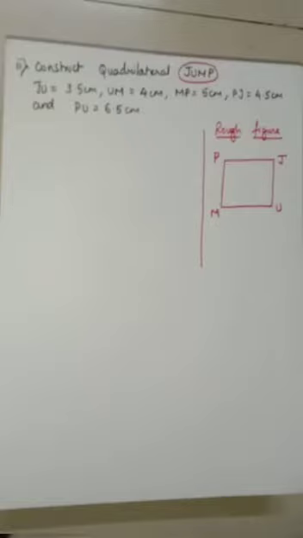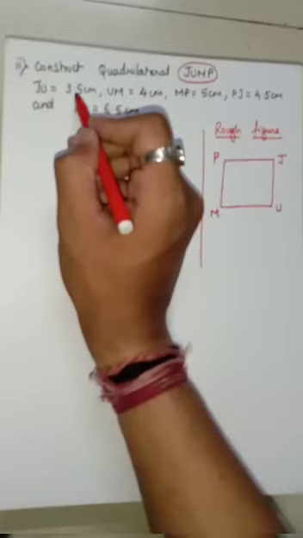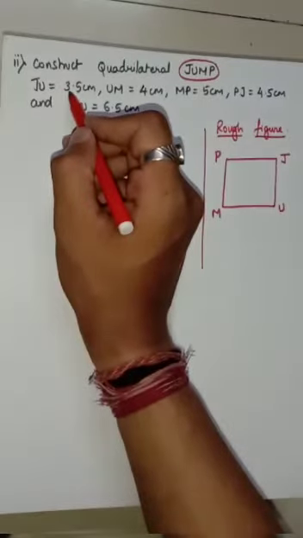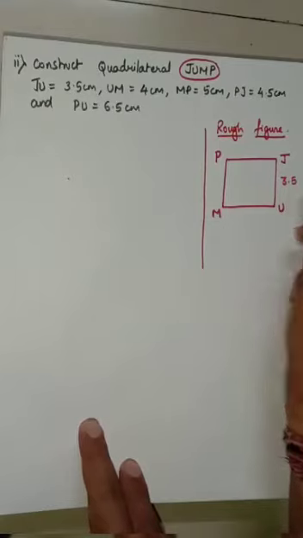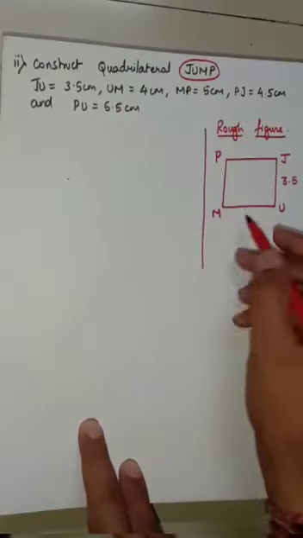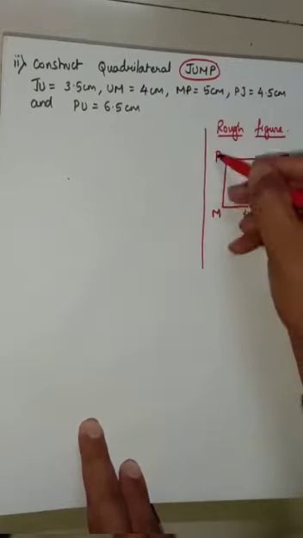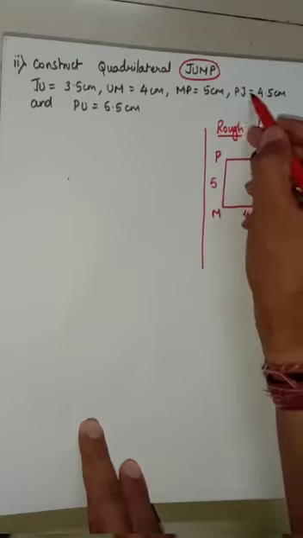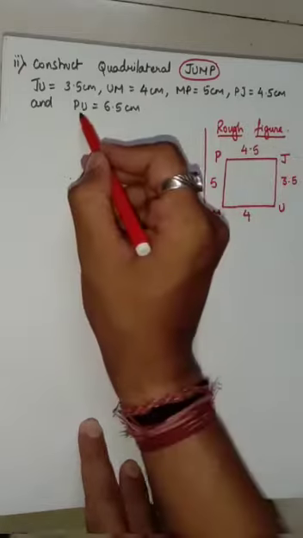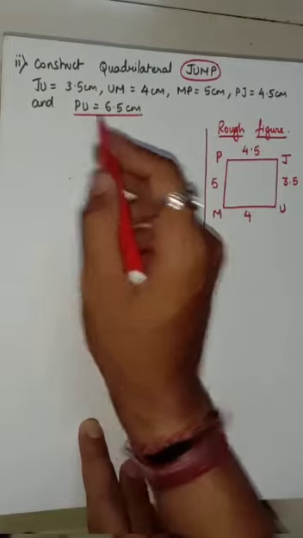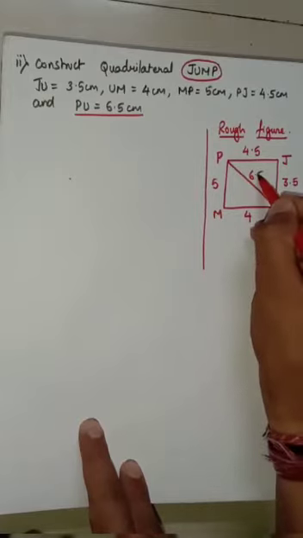Now whatever information is there, one by one we will write here. JU is 3.5 centimeter. So JU here I am writing 3.5 centimeter. UM is 4 centimeter. MP is 5 centimeter. PJ is 4.5 centimeter. So 4 sides have come. Now this will be probably a diagonal. So PU, this is 6.5 centimeter.